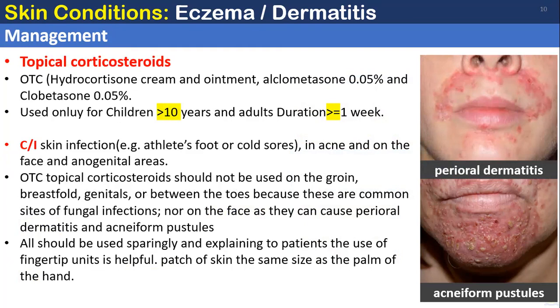In addition, they are not preferred to apply on the oral area, around the mouth. Why? They may cause perioral dermatitis, as we see in the picture here, or it may convert to acneiform pustules, pustule-like lesions, which means they may cause bacterial infection.